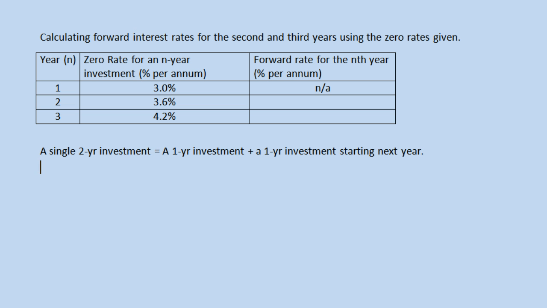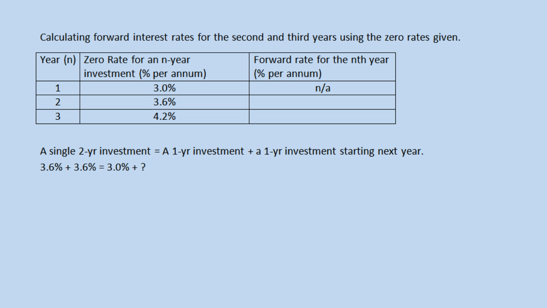So let's see how to make those two things equal. If we go to the single 2-year investment, we are going to be getting 3.6% per year, which roughly means 3.6% plus another 3.6% for the first year and for the second year. If we do the second thing, we're going to take a 1-year investment now. That's going to give us 3%. And we are then going to start a new investment next year for 1 year. That is going to pay whatever the forward rate is for the second year. So question mark, or X, if you like algebra.